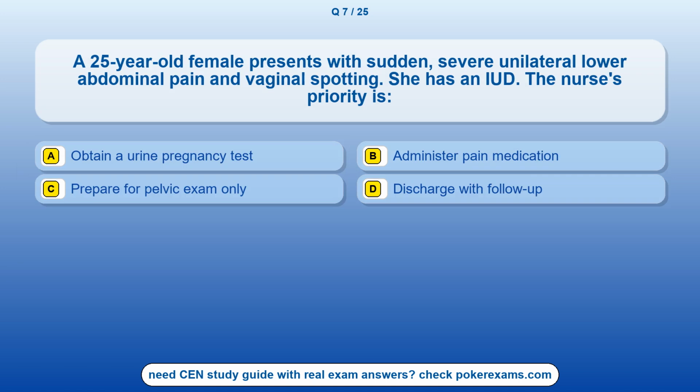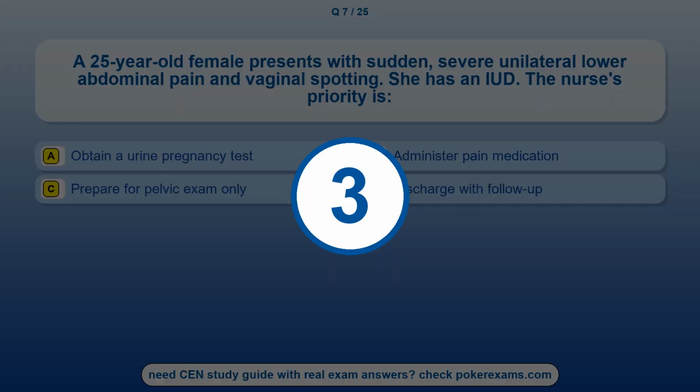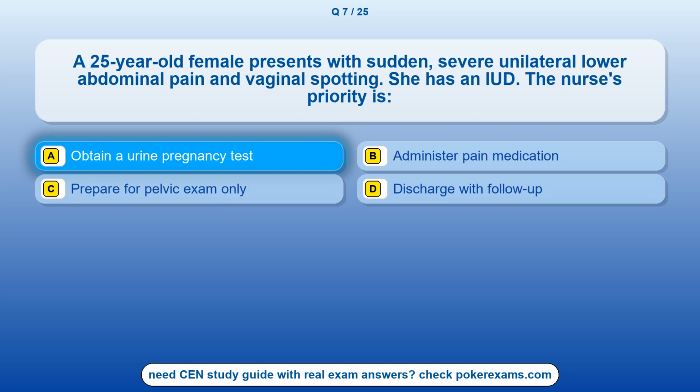Question 7. A 25-year-old female presents with sudden, severe unilateral lower abdominal pain and vaginal spotting. She has an IUD. The nurse's priority is: Option A, obtain a urine pregnancy test. Option B, administer pain medication. Option C, prepare for pelvic exam only. Option D, discharge with follow-up. The correct answer is option A, obtain a urine pregnancy test.